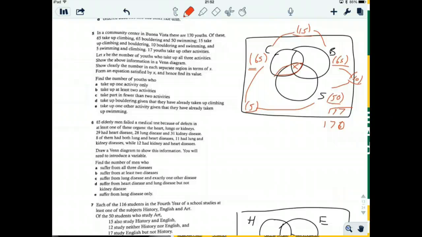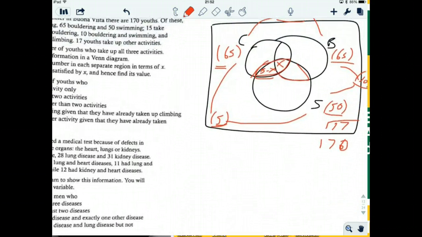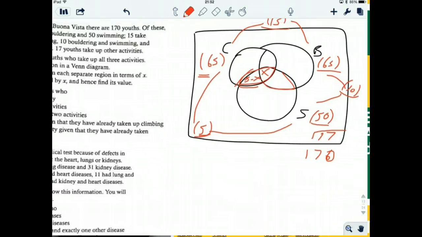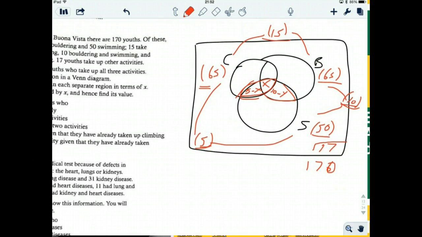expression all the time. So to figure out how much is in the rest of this eye, we know that the total is 5, so it's 5 minus x. The number of people in this part of the eye is 50, so it would be 50, no, I'm sorry, it would be 10, so that would be 10 minus x. And here it would be 15 minus x.